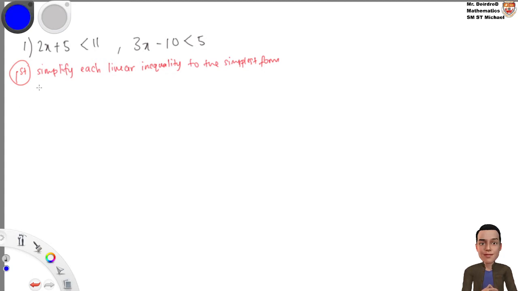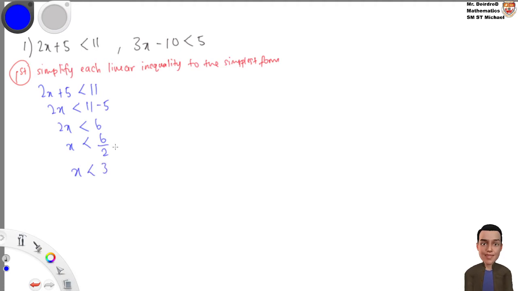So the first one, 2x plus 5 less than 11. We want to isolate x until it becomes single. So 2x less than 11 minus 5, 2x less than 6. Then x less than 6 over 2, x less than 3.